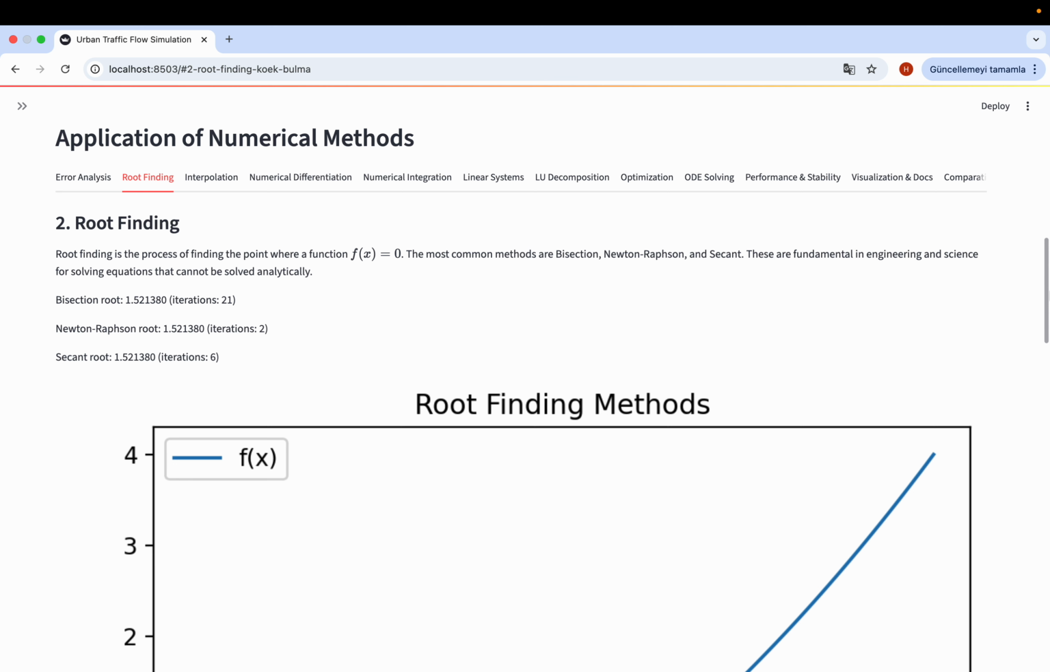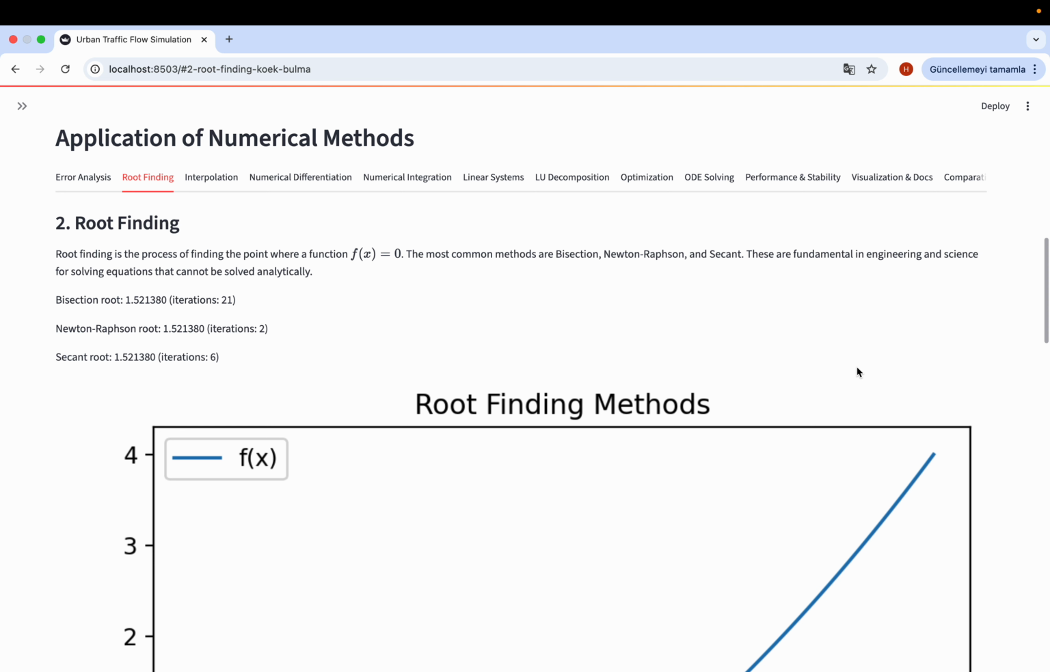We use methods like bisection, Newton-Raphson, and secant. Bisection is slow but reliable, Newton-Raphson is fast but needs a derivative, and secant is a good balance. Root finding is the process of finding the point where the function equals zero. The most common methods are bisection, Newton-Raphson, and secant. These are fundamental in engineering and science for solving equations that cannot be solved analytically.